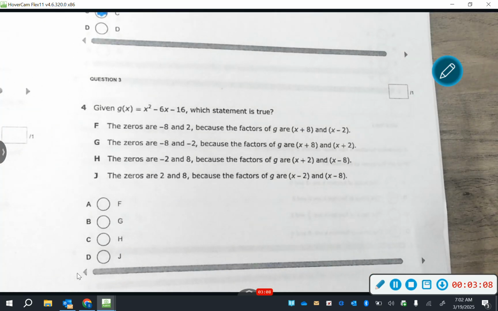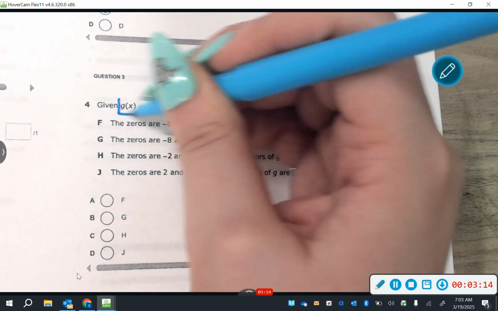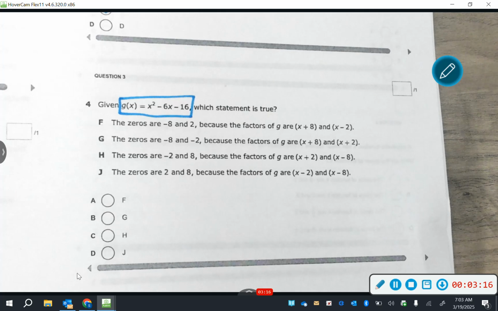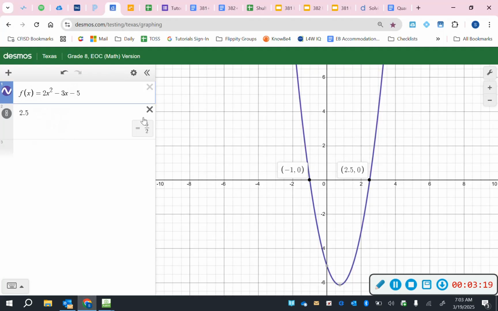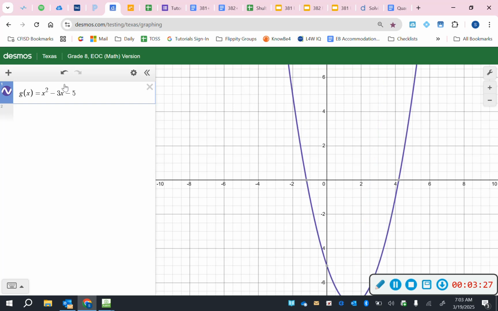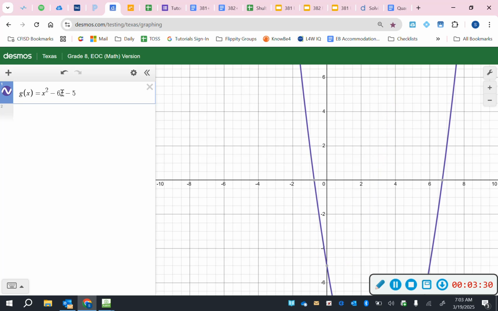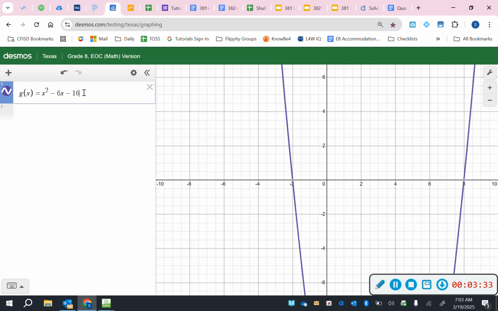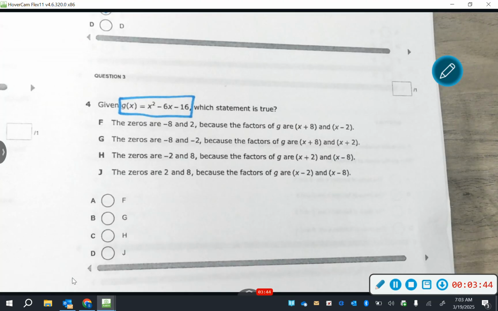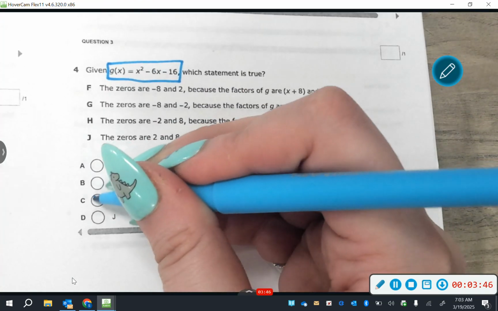Given g of x equals x squared minus 6x minus 16, which statement is true? Once again, they gave me an equation, so I'm going to go plug that into our calculator here. I'm going to just change this to save me some time. G of x equals x squared minus 6x minus 16. If they're talking about zeros, they want our x-intercepts. So we're looking for the one that says -2 and positive 8. So that should be H.